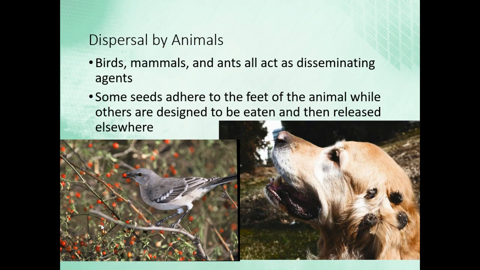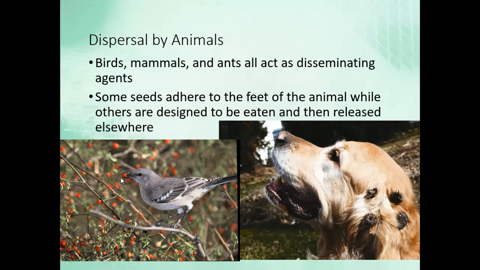We can also disperse seeds by animals. So birds and mammals and even ants can all act as disseminating agents, which are just carriers of the seeds. Some seeds are going to adhere to the feet of the animal, while others are designed to be eaten. And then whenever that animal goes to the bathroom, they will be releasing that seed wherever it is. And those types of seeds generally like to be carried farther away.